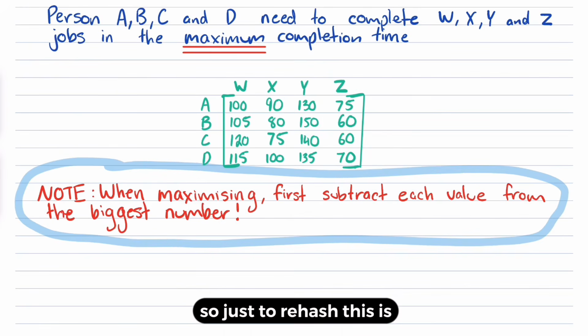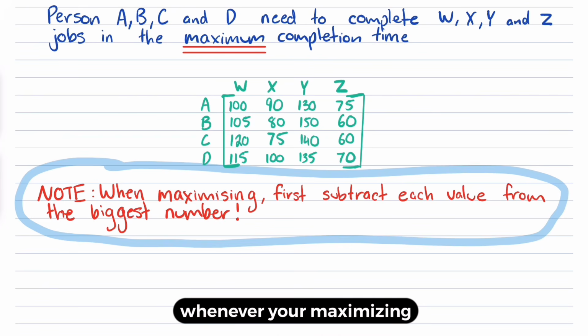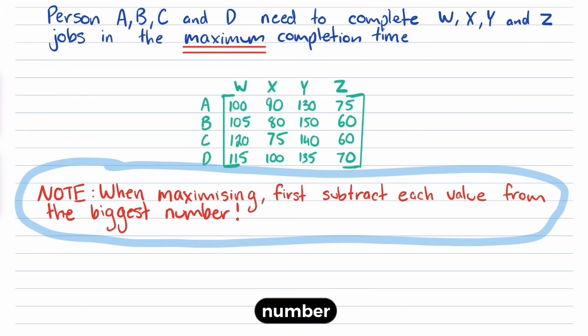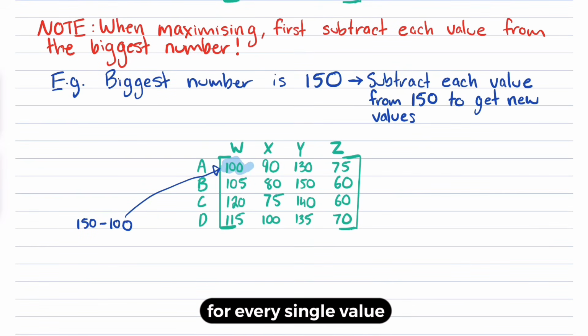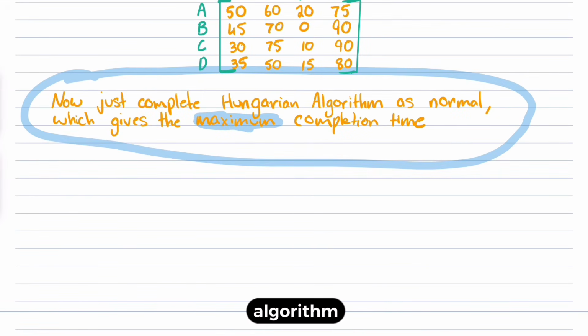So just to rehash, this is the most important thing, right? Because the Hungarian algorithm is exactly the same in this video compared to the other video. But whenever you're maximizing, if a question ever says maximum completion time or maximum travel distance or whatever the context, step 1, which is the most important step, is to subtract each value from the biggest number. So find out what the biggest number is in your matrix and subtract each value from that number. So you have to do this for every single value. And once you've done that step, then you can get into just doing Hungarian algorithm as normal.